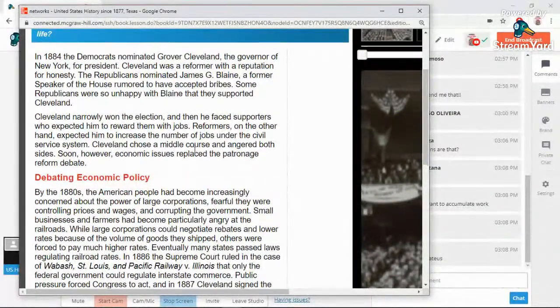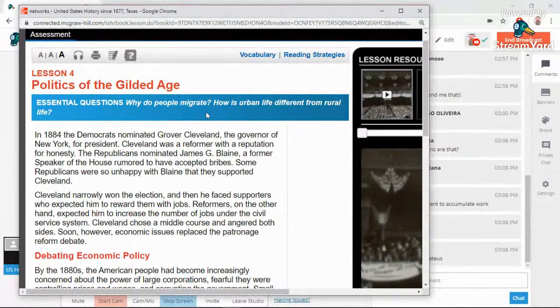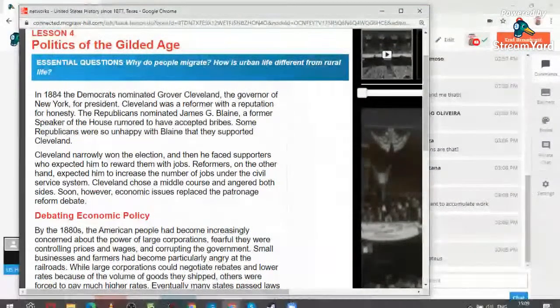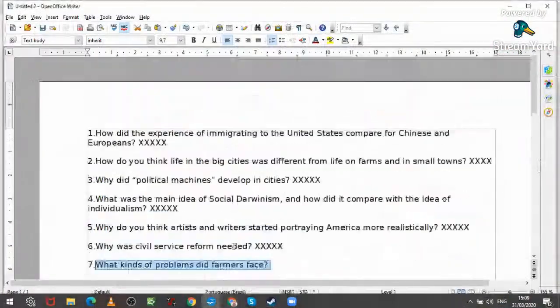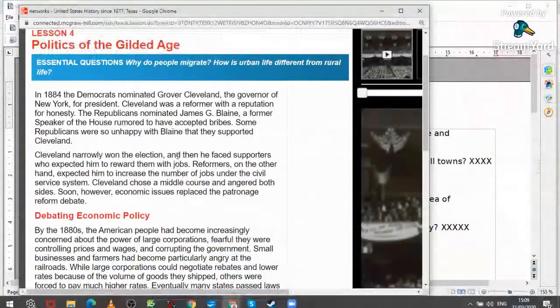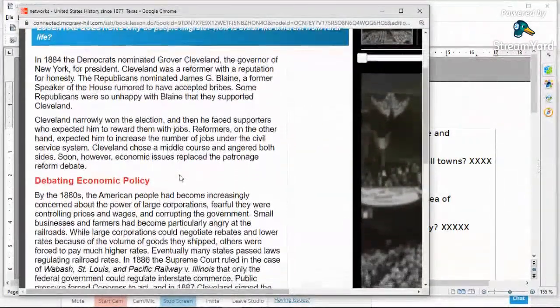So, what happens? Why do people migrate? How is urban life different from rural life? Okay, this is going to review a little bit what we got from questions 1 and 2, but let's do it. So, Grover Cleveland became the president in 1884. He was the governor of New York. He was a reformer. He was very honest. The Republicans nominated this guy named Blaine, and he was not very honest.